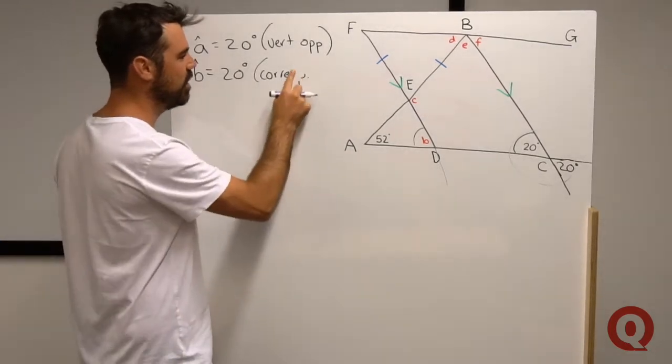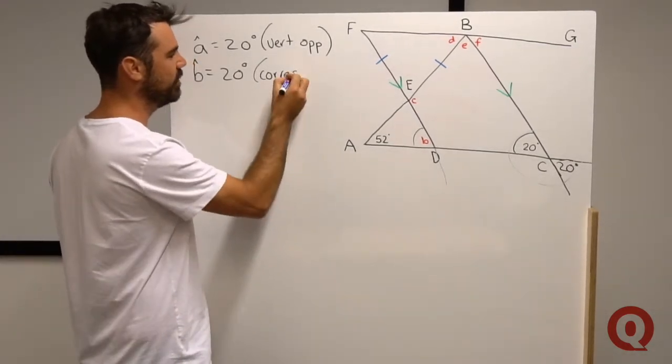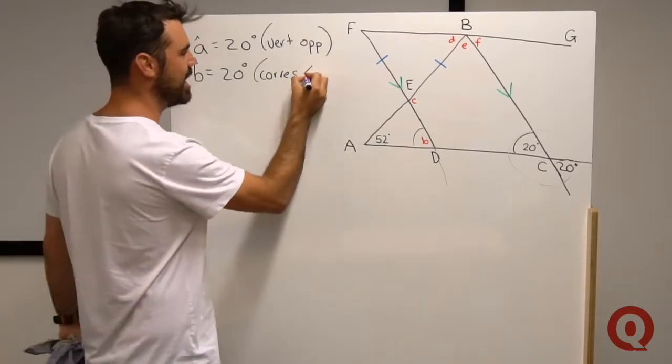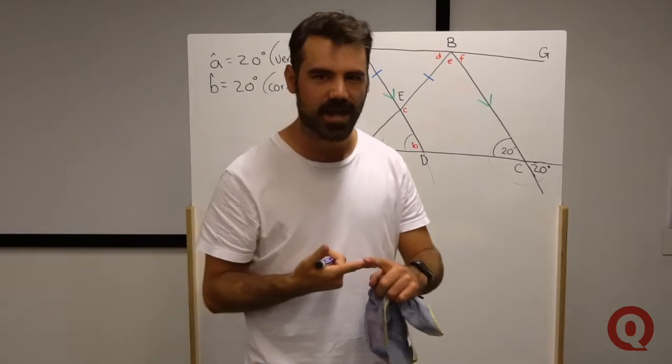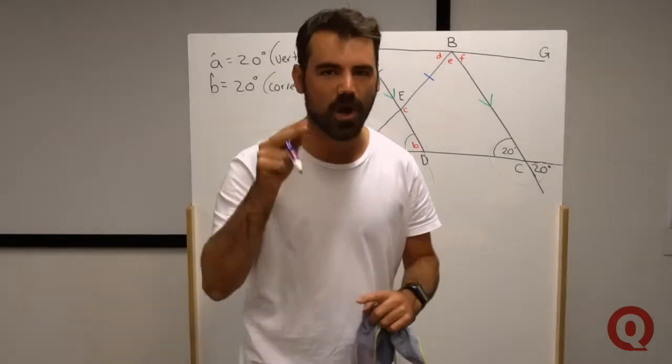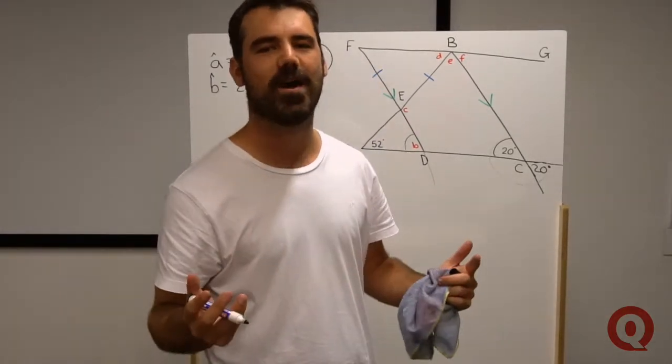I can just do C-O-R-E-E-S. But we'll leave it with an S. Alright, corresponding angles. Now, corresponding angles, alternate angles, and co-interior angles only exist when I have parallel lines.